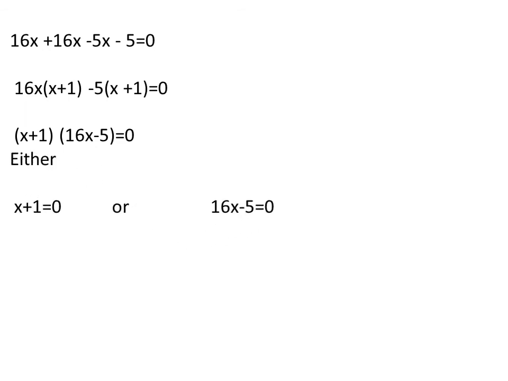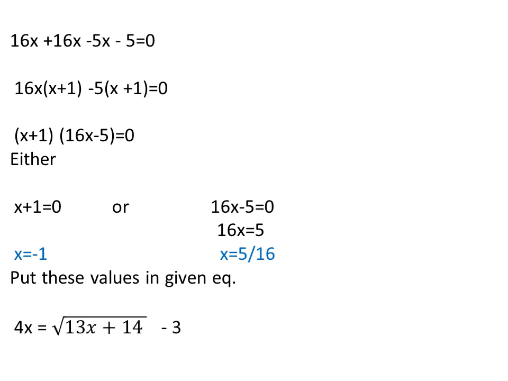When x plus 1 equal to 0, it will give us x equal to minus 1, and when 16x minus 5 equal to 0, it will give us x equal to 5 by 16. In this way we get the two values of x, which are minus 1 and 5 by 16. Now put both these values of x in equation number 1, which is 4x equal to under root 13x plus 14 minus 3.